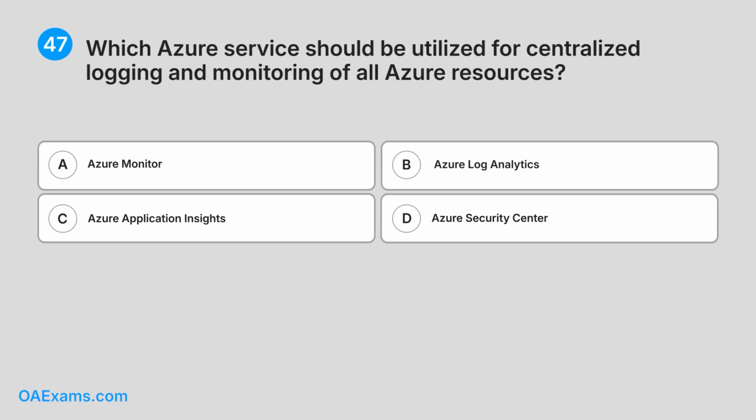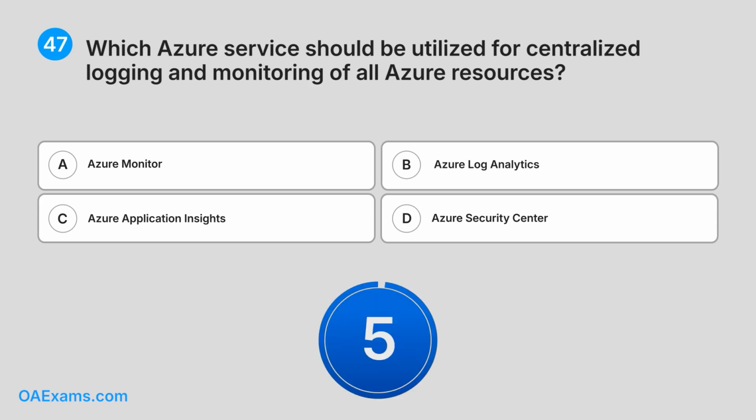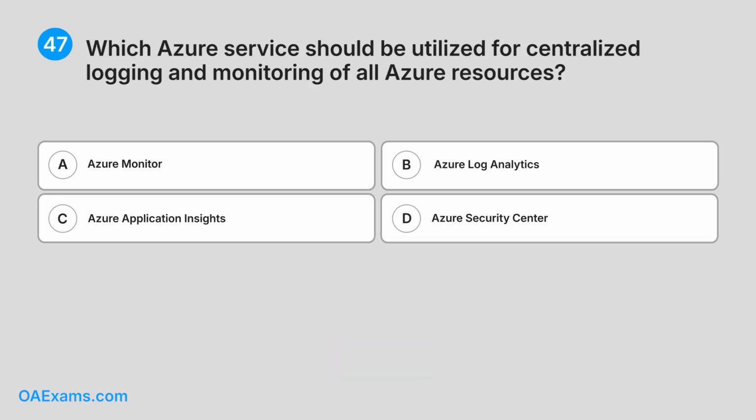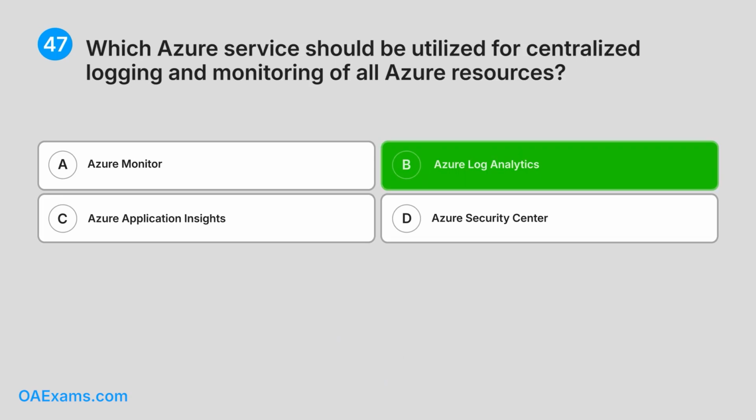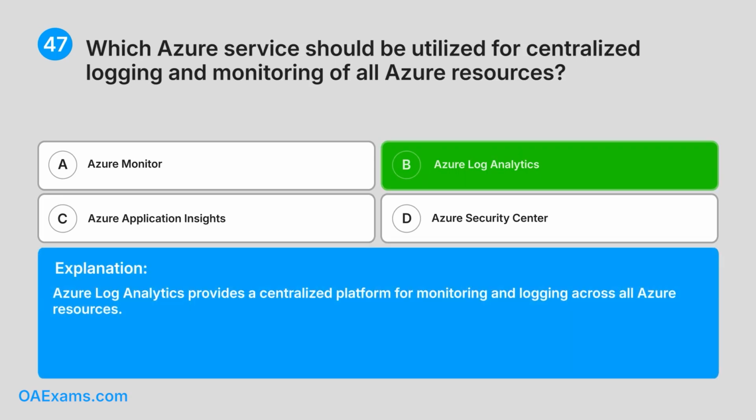47. Which Azure service should be utilized for centralized logging and monitoring of all Azure resources? A. Azure Monitor. B. Azure Log Analytics. C. Azure Application Insights. D. Azure Security Center. Can you guess the answer? Correct answer B. Explanation: Azure Log Analytics provides a centralized platform for monitoring and logging across all Azure resources.